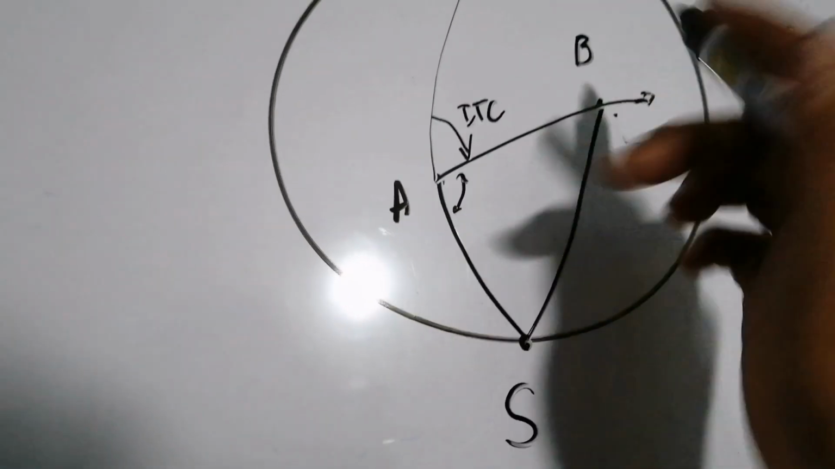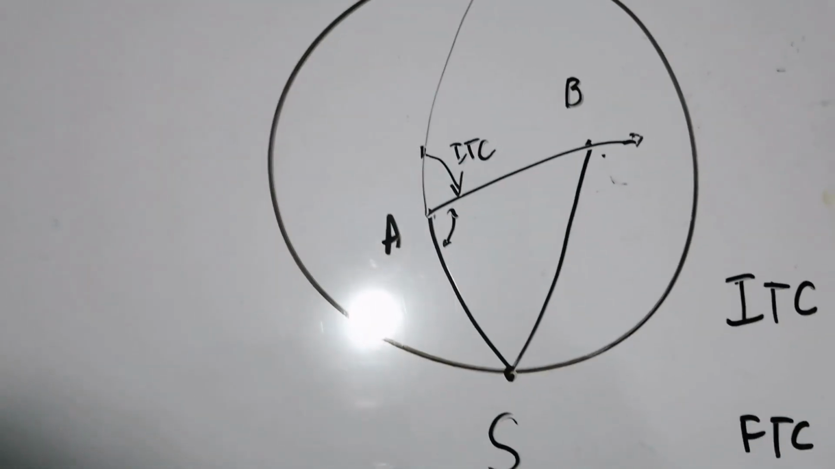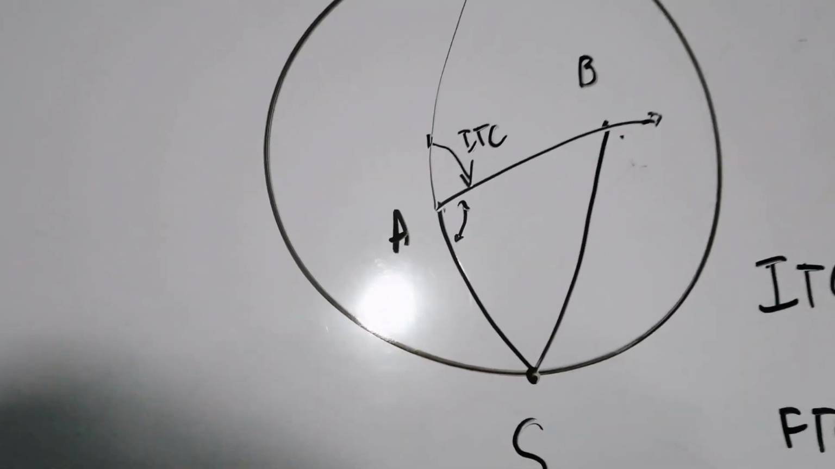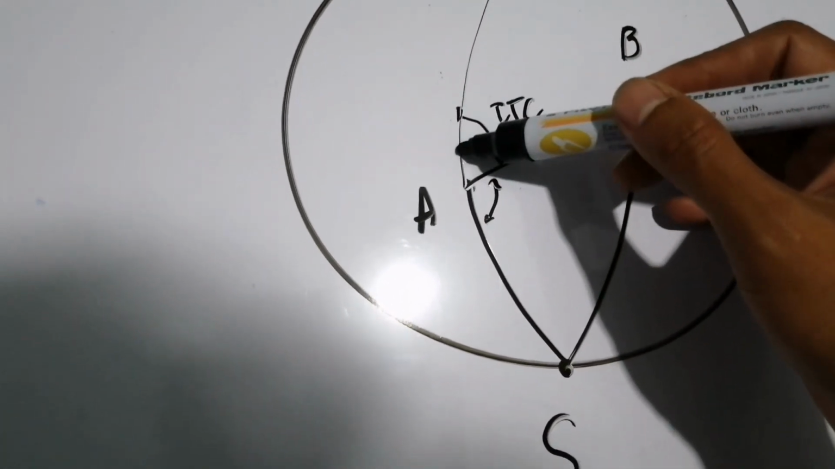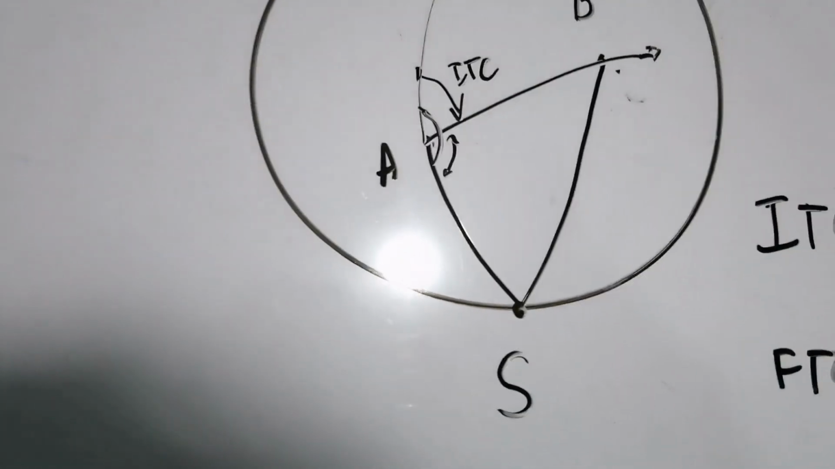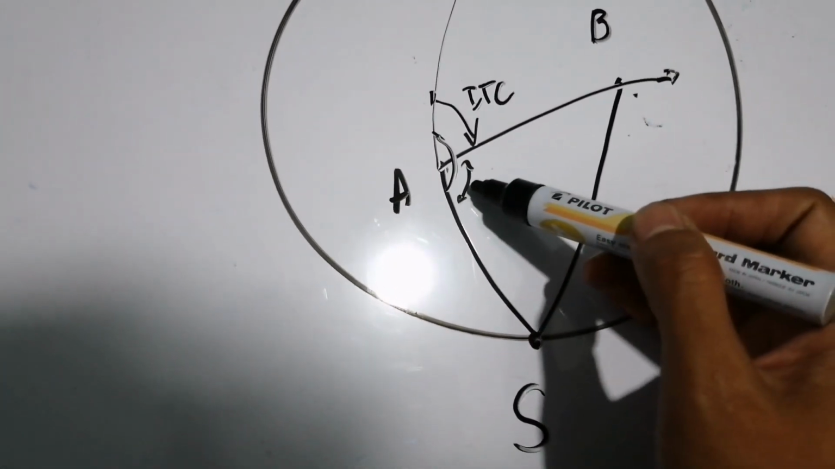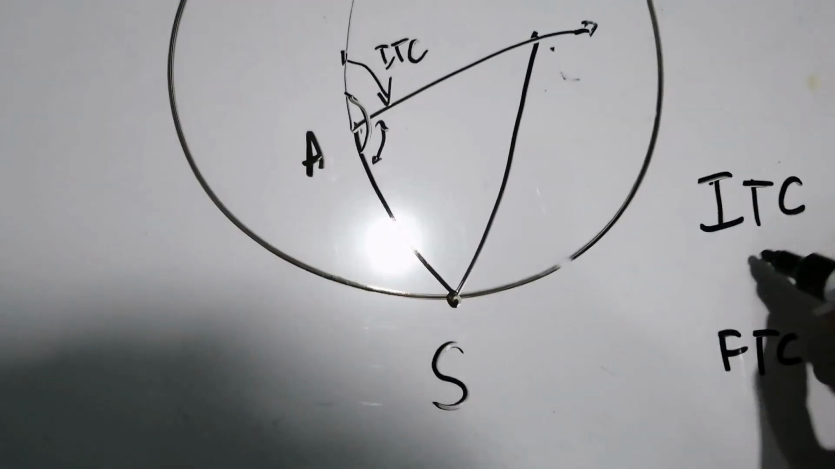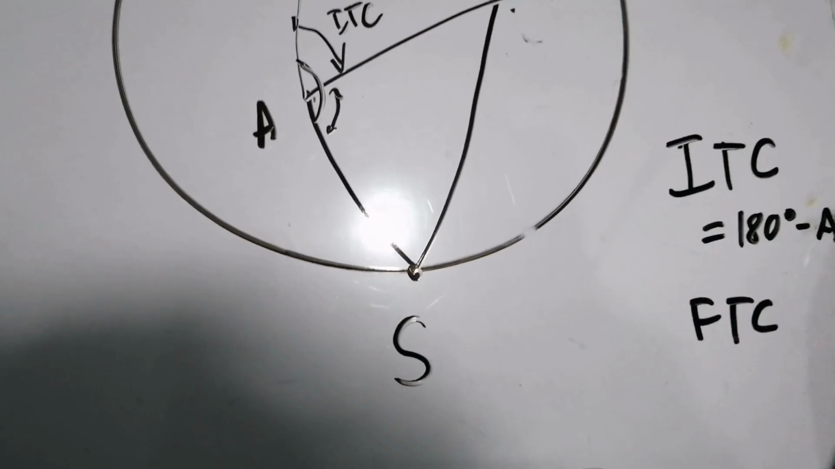Since this is angle A and this one is a straight line, don't be confused with straight lines and great circle tracks. This is a great circle track, so this will serve as a straight line. So this angle here will be 180 degrees. So your initial true course now will be the supplement of your angle A. In this case, this will just be 180 degrees minus angle A.